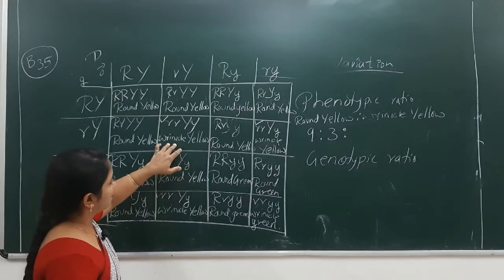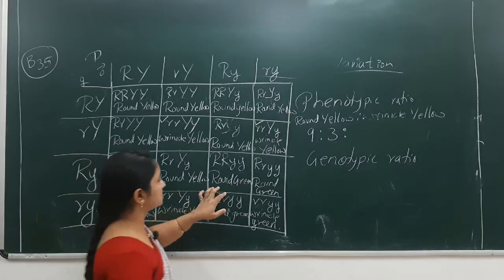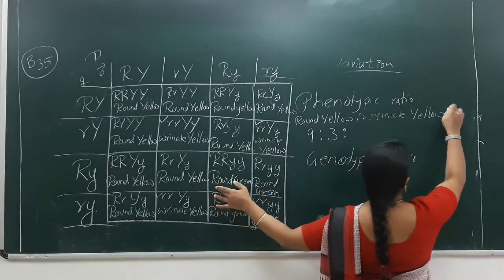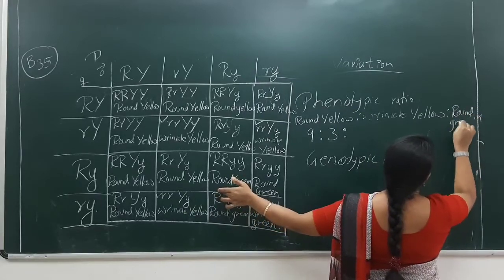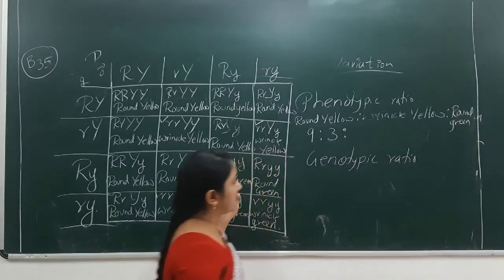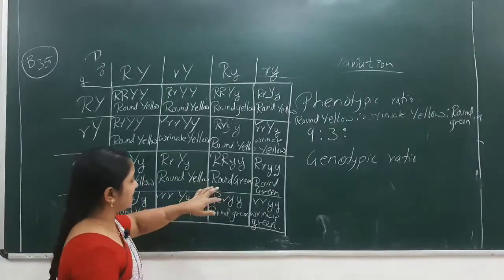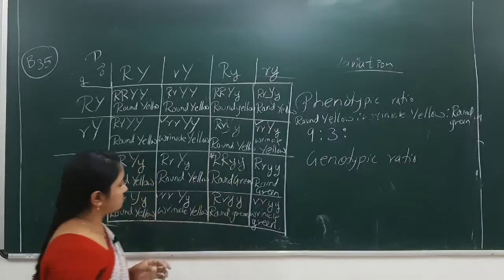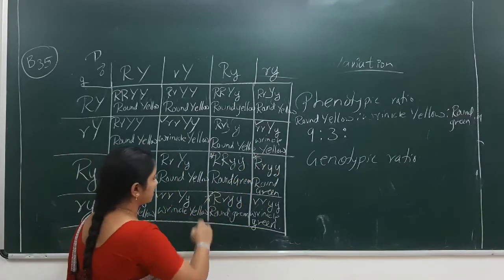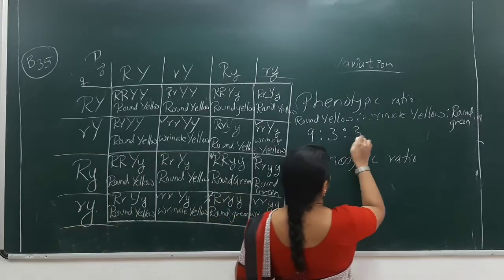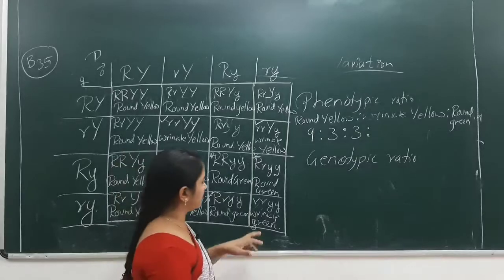After the wrinkle yellow, what else? Round green type of plant is also there. Just write it, round green, and count the number of the plants having round green contrasting character. 1 round green, 2 round green, 3 round green. So 3 round green plants or offsprings are present.